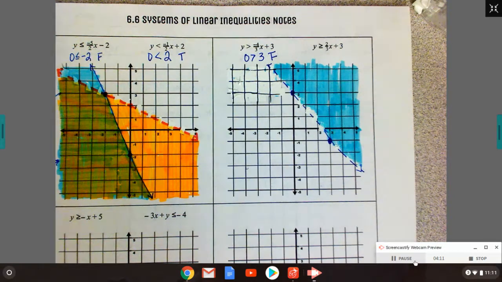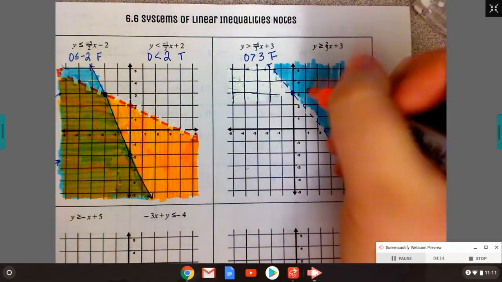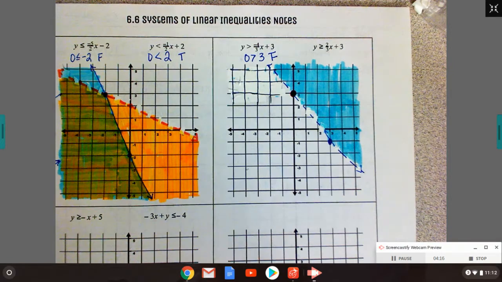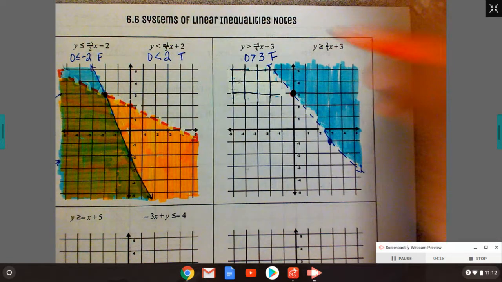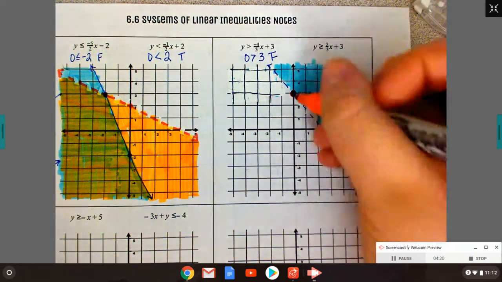All right, let's look at our next one. We've got an intercept at +3 again, and a slope of 2/3, so up 2, run 3.